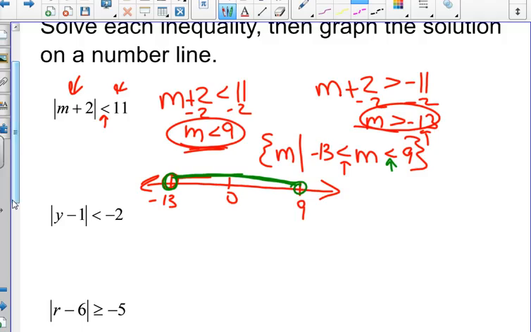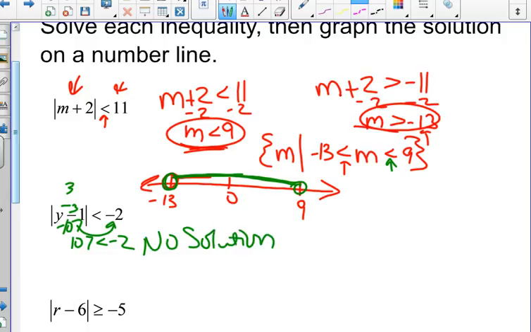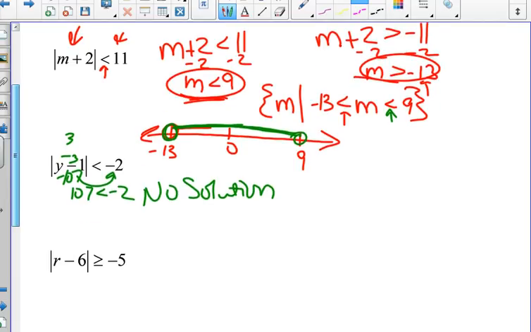Okay? Alright, let's do this one. Same thing. Except, I'm going to look at this little negative number right here. The absolute value of something is going to be a positive number. So let's just pretend it's negative 3 here. The absolute value of that is 3. Is 3 less than negative 2? No. Is 3 ever going to be less than negative 2? No. Let's say it was negative 107. The absolute value of that is 107. Is that less than negative 2? No. Never, never, never. No solution. This is never possible. You can never have an absolute value that is less than a negative number. Never going to happen.